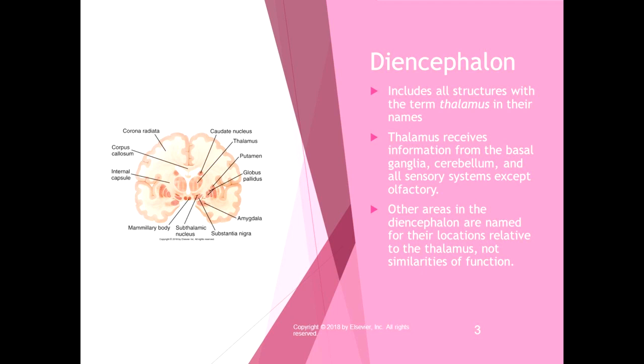The thalamus is, so I picked this picture from the book because you can see the thalamus is sort of the little egg-shaped structure right in the center of the brain. So its central location should tell you something about the importance of it. The thalamus receives information from the basal ganglia, the cerebellum, and all sensory systems except olfactory. Remember, the olfactory nerve is the only one that goes directly to the cerebral cortex. Do not pass the thalamus. Do not collect $200. Other areas of the diencephalon are named for their locations relative to the thalamus, not similarities of function. So anything with thalamus in their name is part of the diencephalon.